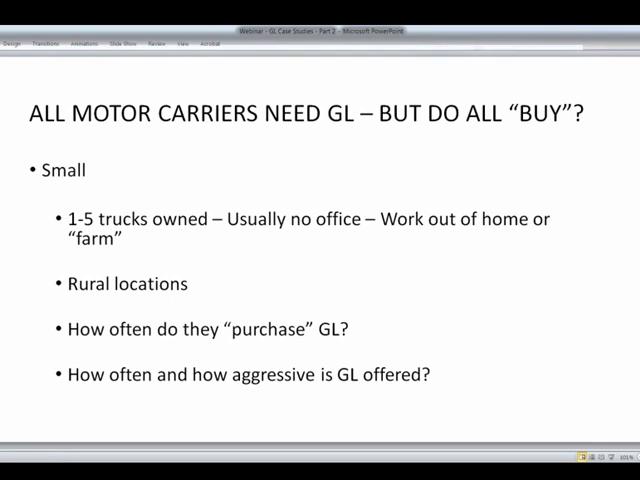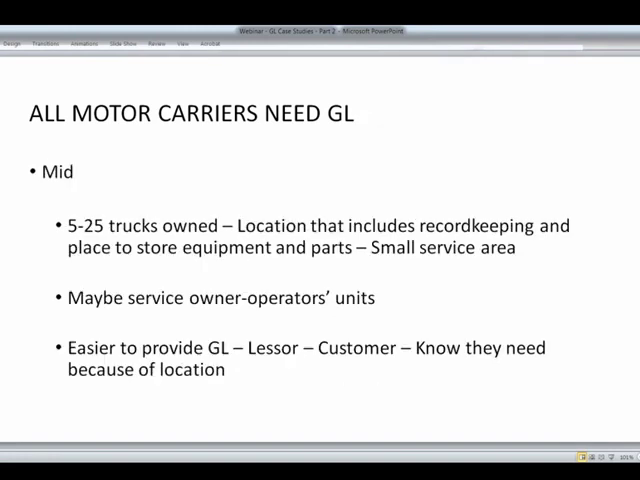Most of the smaller risks work out of their house or a farm. It's a rural area. They don't often purchase GL. I encourage you to always offer GL. The concern you have is that their personal coverages, meaning on their farm and or on their home, particularly the home, would not cover these exposures that we're talking about that arise out of their operation of their business as a motor carrier.